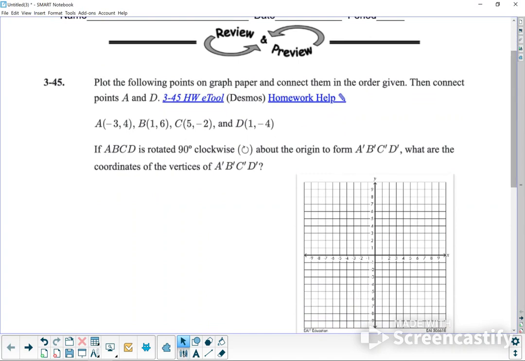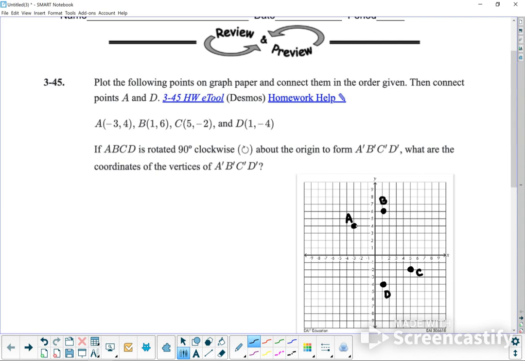So A is -3, which is right here, and 4, which is up. Okay, we're going to call that A. B is 1 and then 6. C is 5 and -2. And D is 1 and -4.